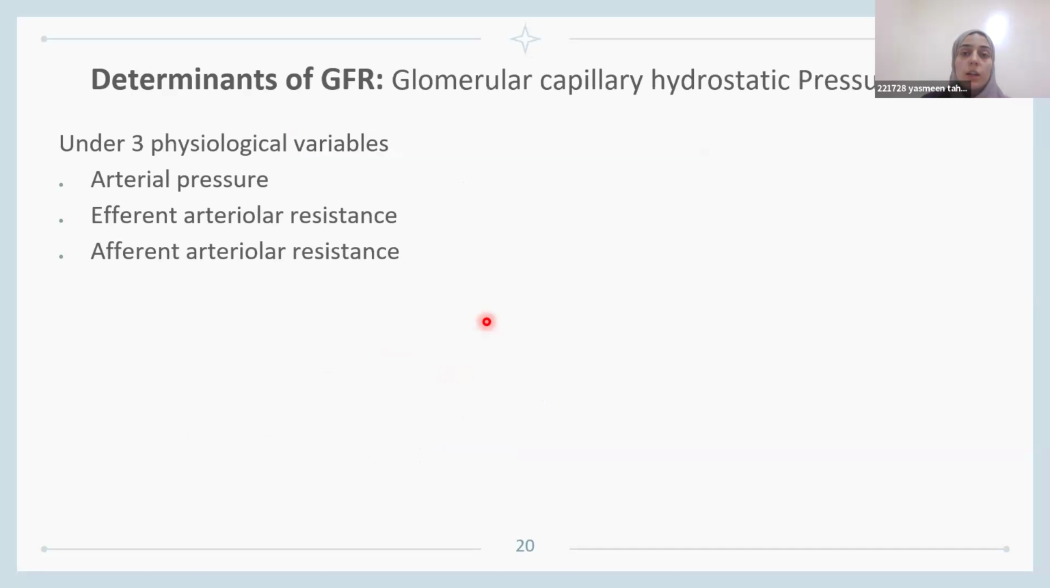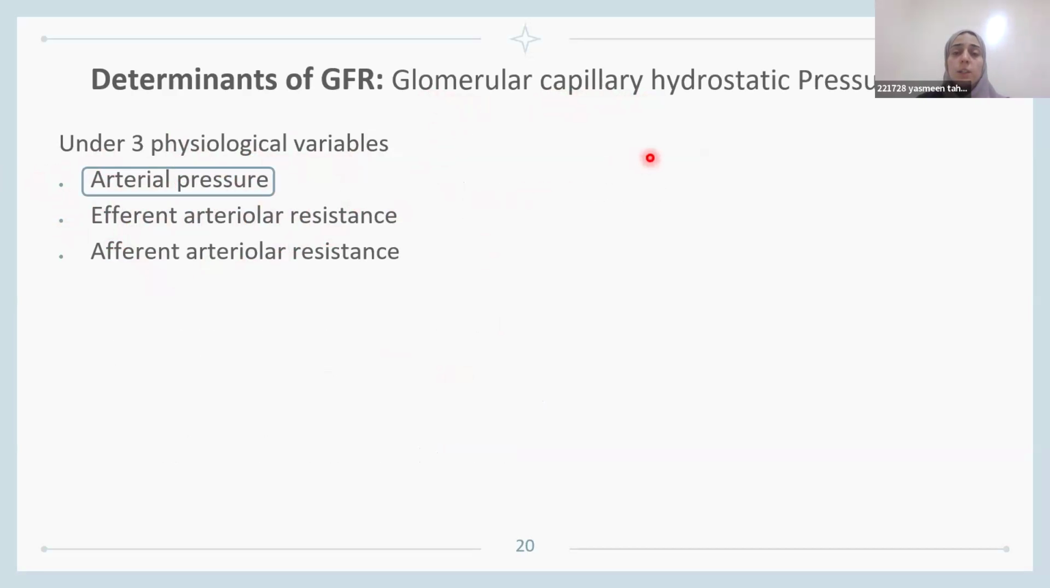So let's discuss each and every one of these changes of the Starling forces and how they can be changed in their different physiological variables. For the glomerular capillary hydrostatic pressure, it's mainly under three physiological variables: the arterial pressure, the efferent arteriolar resistance, and the afferent arteriolar resistance. So the first one let's talk about is arterial pressure.